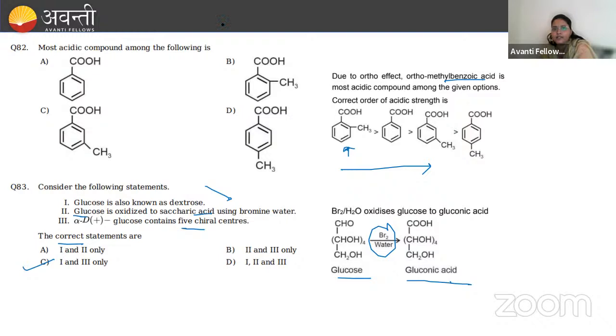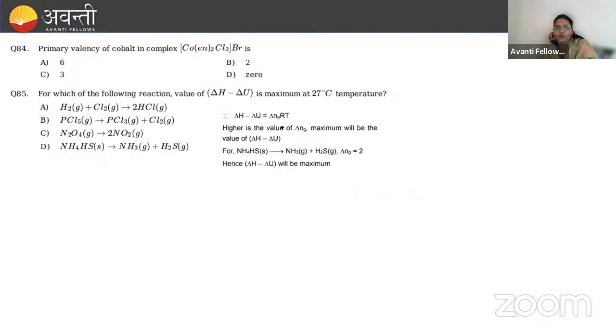Any doubts? Yeah, let's move on to the next problem. Primary valency of cobalt in the complex is. Very easy question. What is the primary valency for cobalt here? Yes, very easy.